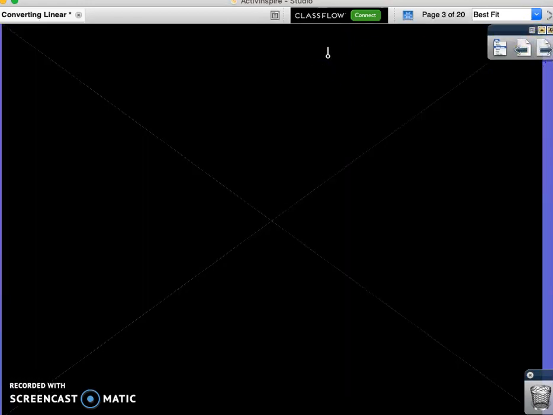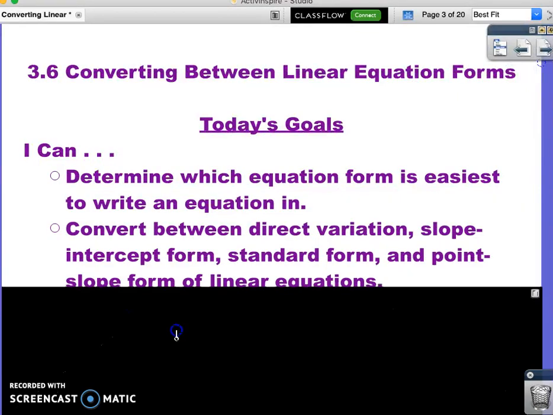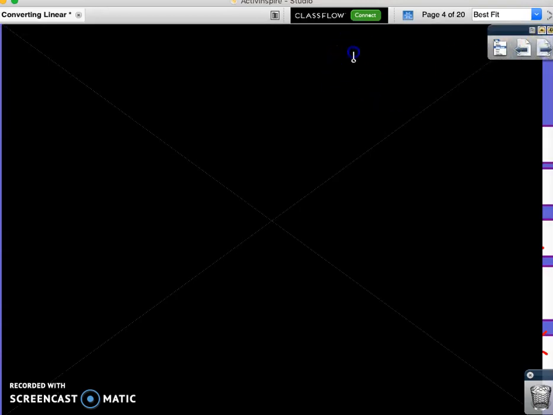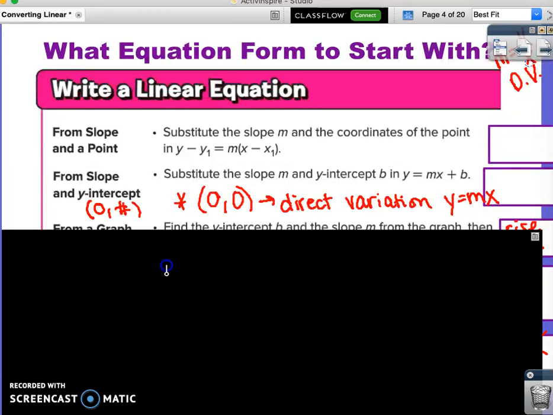So we're going to be starting to convert between linear equations. Determine which equation form is easiest to write an equation in. Convert between direct variation, slope-intercept form, standard form, and point-slope form of linear equations. Okay, what equation to start with?